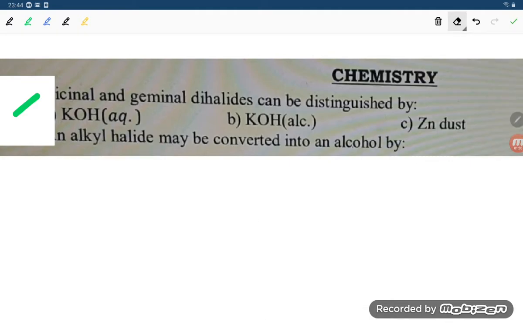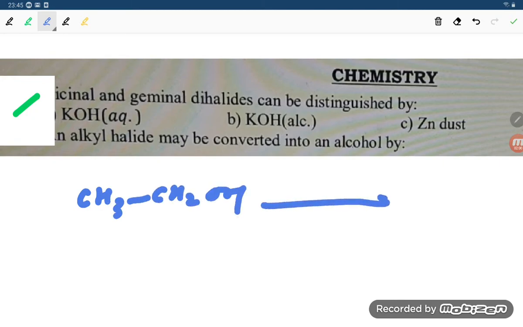Now the next question, student. Question number 47: an alkyl halide may be converted into alcohol. So how can you convert alkyl halide into alcohol? Suppose the alkyl halide is CH3CH2Cl.